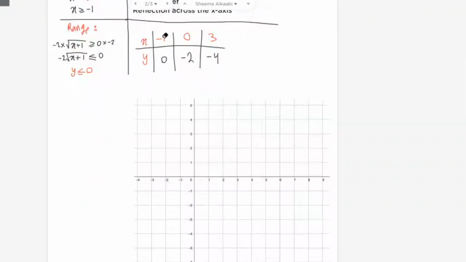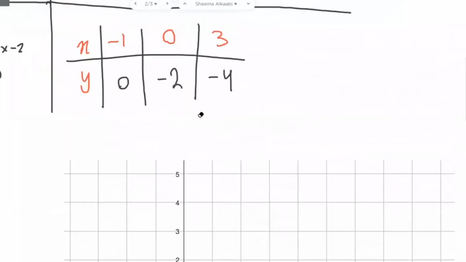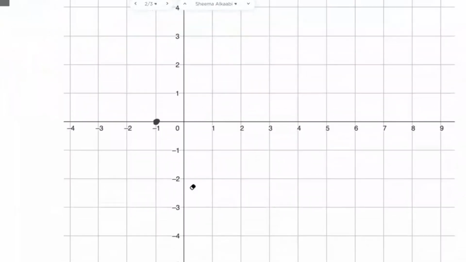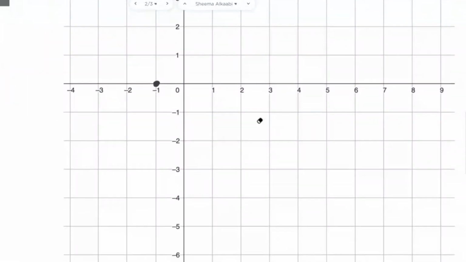So you put -1 and 0. Let me zoom. Yes. And then 0 and -2, which is this point. And then 3 and -4. 3 is here. -4 is here. So this is your point. Now just join them with smooth curve, and you're done.